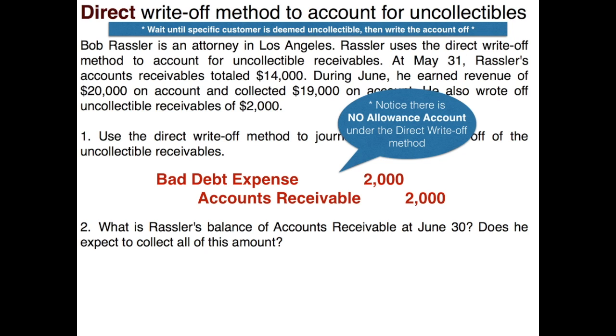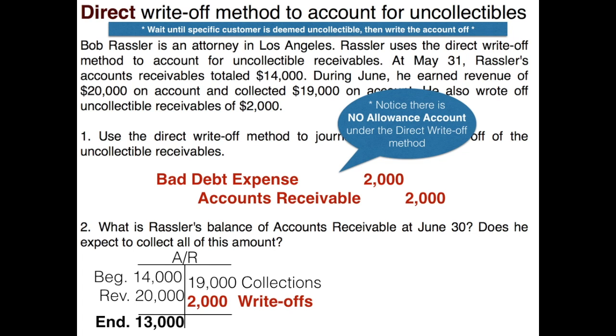So what is Rassler's balance of accounts receivable at June 30th? And does he expect to collect all of this amount? We're just going to draw a simple T account to figure out what the balance is. So we have our account receivable T account. Our beginning balance, the story told us, was $14,000, and we earned revenues of $20,000 on account, and we collected $19,000 of that. And we wrote off $2,000, so we post that journal entry there in red. We post the account receivable credit of $2,000 into our T account, and we find our ending balance to be $13,000.